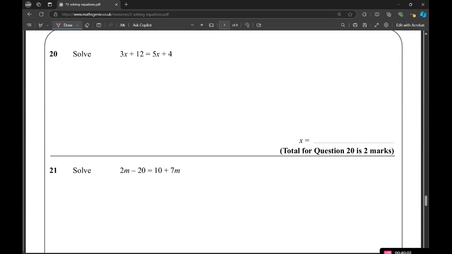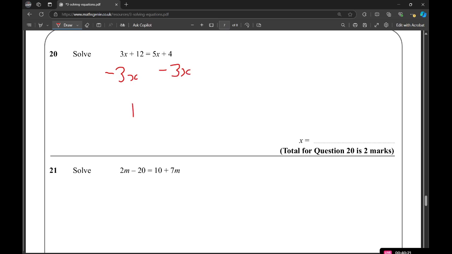Solving equations with unknowns on both sides. Now, okay, so solve 3x plus 12 equals 5x minus 4. Step one, get all my x onto one side. So I'm going to take away 3x on both sides.